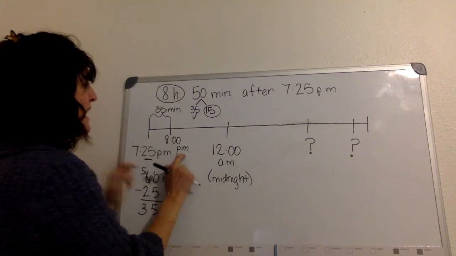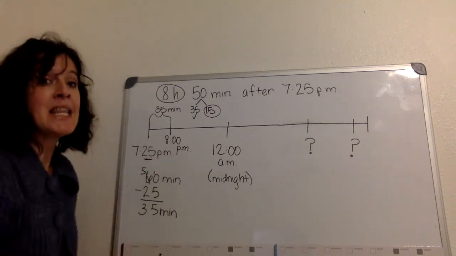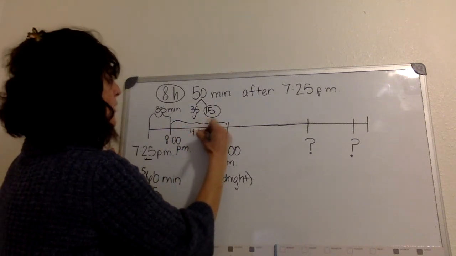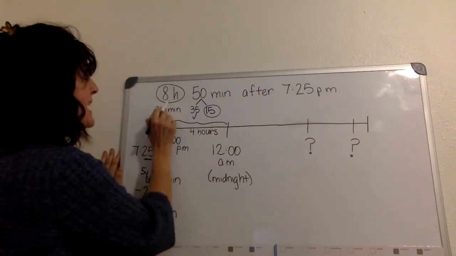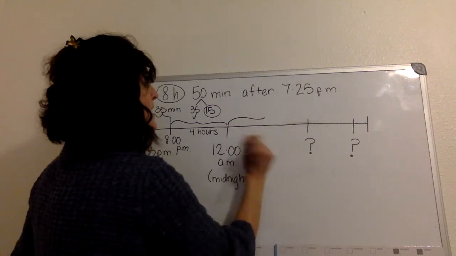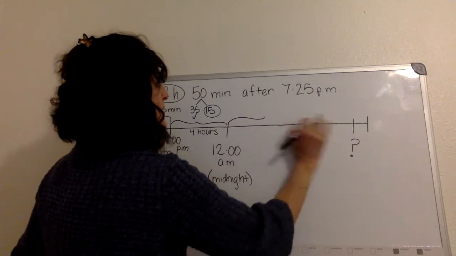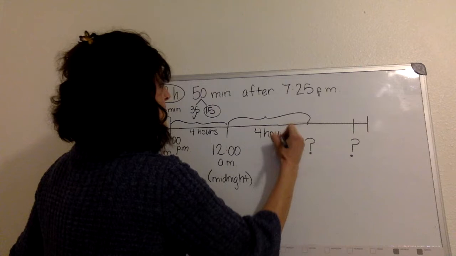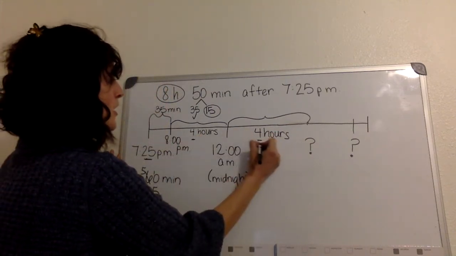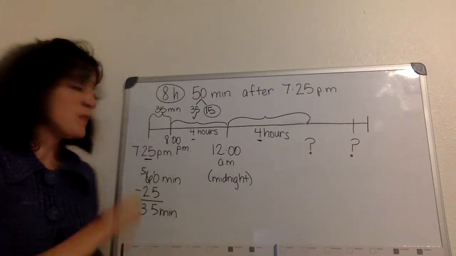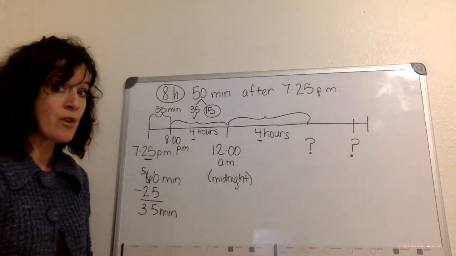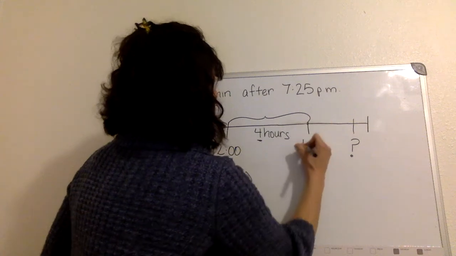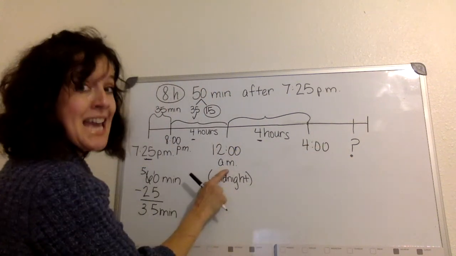So now that we're at the next whole hour, let's go ahead and do our hours. Okay, so we're starting at 8 o'clock p.m. So 8, 9, 10, 11, 12. There's my 4 hours right there. I need a bigger board. Okay, that's only 4 though. I need 8 altogether. So where's my other 4? It's going to be right here. Okay, so 4 plus 4 is 8. So we start at 8, 9, 10, 11, 12. There's my 4 hours. And then 1, 2, 3, 4. There's my other 4 hours. This is 4 o'clock a.m.